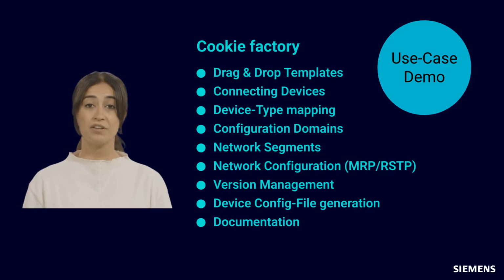Using the example of a fictional cookie factory, I'll demonstrate the use of templates, what the term device type mapping means, what technologies are, and how to describe and calculate network segments. In doing so, we'll use MRP and RSTP to establish redundancy within the network. The production areas will each have their own network segments, but they will still be interconnected through routing. Finally, to prepare for commissioning, we will generate device configuration files that are tailored to the end devices.